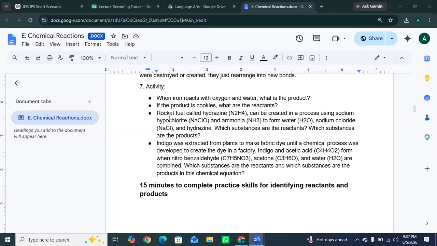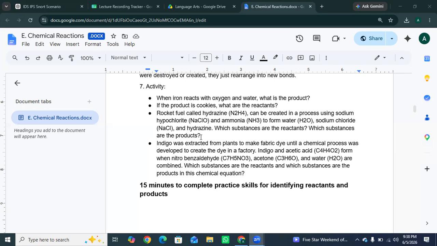Rocket fuel called hydrazine can be created in a process using sodium hypochlorite and ammonia to form H2O, which is water, sodium chloride, and hydrazine. Which substances are the reactants and which substances are the products? Yes, as I have told you, reactants are the things that we start with, like sodium hypochlorite and ammonia. And products are sodium chloride and hydrazine.